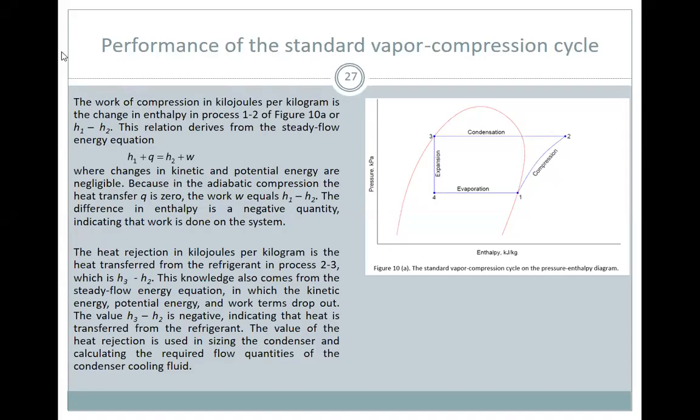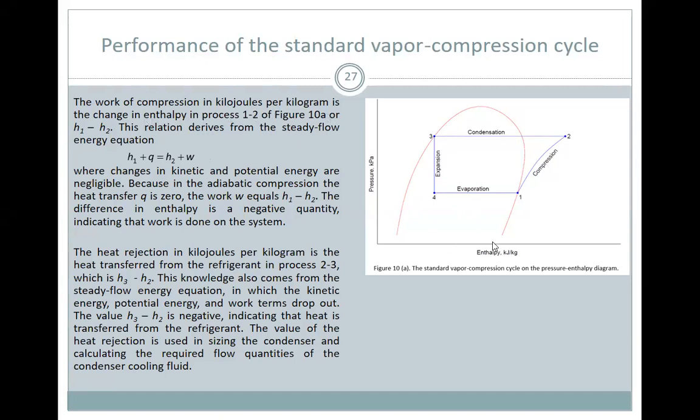Performance of standard vapor compression cycle. The work of compression in kilojoules per kilogram. In English unit, this is BTU per pound. Ulitin ko ni. SI. English, same lang yan. Basta ang unit nyo ay consistent.